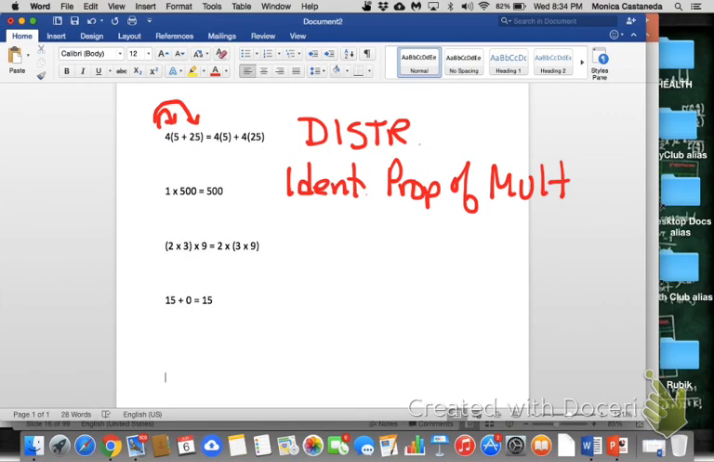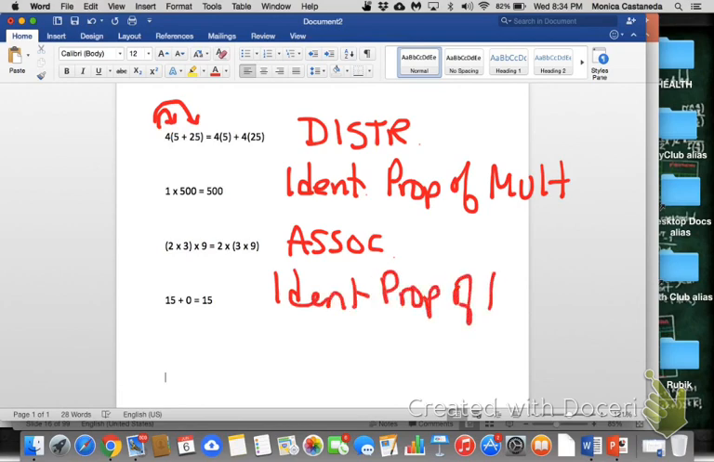The third one, think about that one. Associative property, because the 2 and the 3 are associating on the left, but then the 3 is now associating with the 9. And then the final one, it's identity property of addition. We can add a 0 and it does not change the identity of the 15.